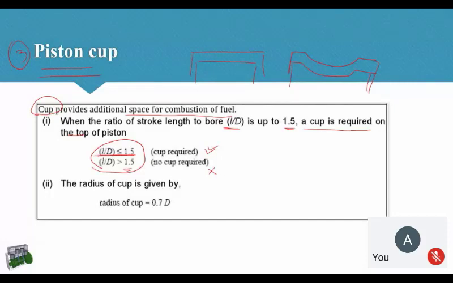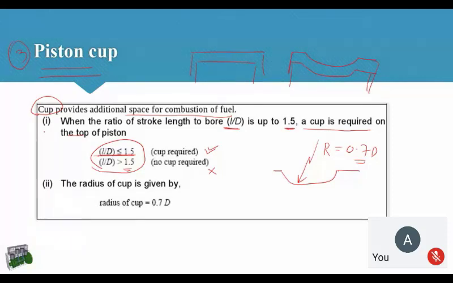You understand well? Okay. Then what should be this radius? See, suppose when you decide to provide the radius here, then what should be this radius? This radius should be almost 70% of the diameter of piston. So this is the criteria for providing the cup on the piston.